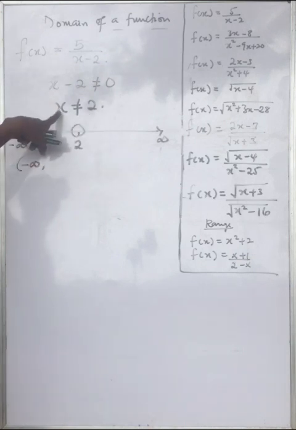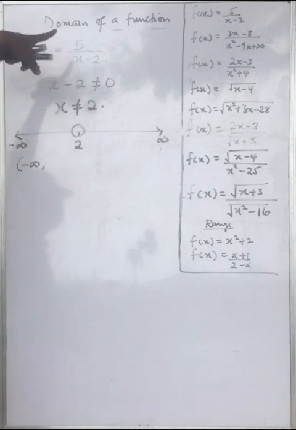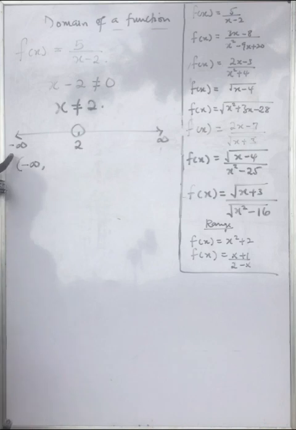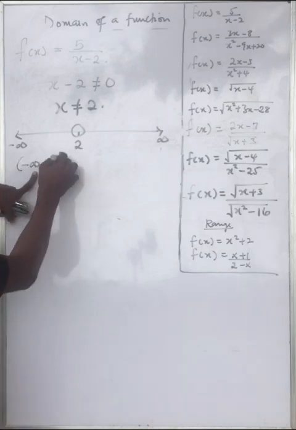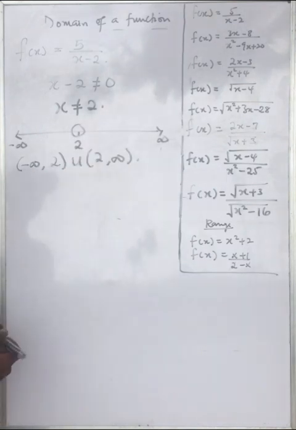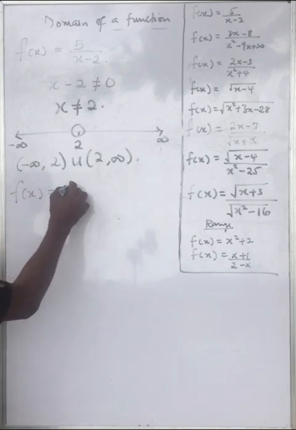So for every value of x that is not 2, the function will not give you undefined, neither can it give you complex. So the domain of the function is from negative infinity to 2, and from 2 to positive infinity. That's the domain of the function there. So shall we find the rest? Let's find the domain of the next function we are having there.